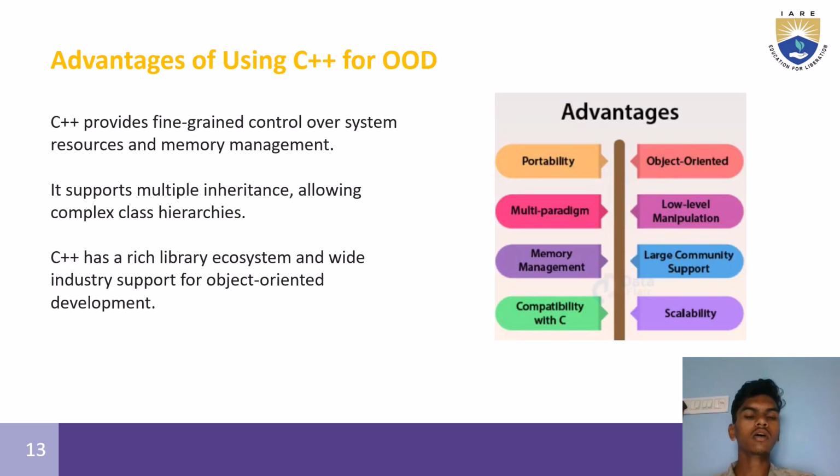Coming to the advantages of using C++ for OOD. C++ provides fine-grained control over system resources and memory management. It supports multiple inheritance, allowing complex class hierarchies. C++ has a rich library ecosystem and wide industry support for object-oriented development. You can see the advantages: portability, multi-paradigm, memory management, compatibility with C and object-oriented, low-level manipulation, large community support, and scalability. These are the advantages.